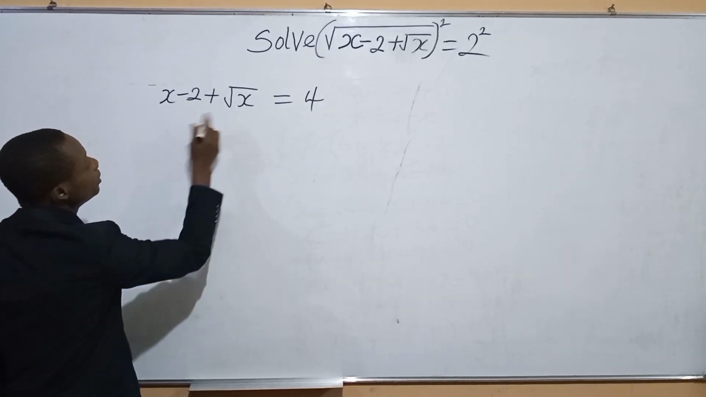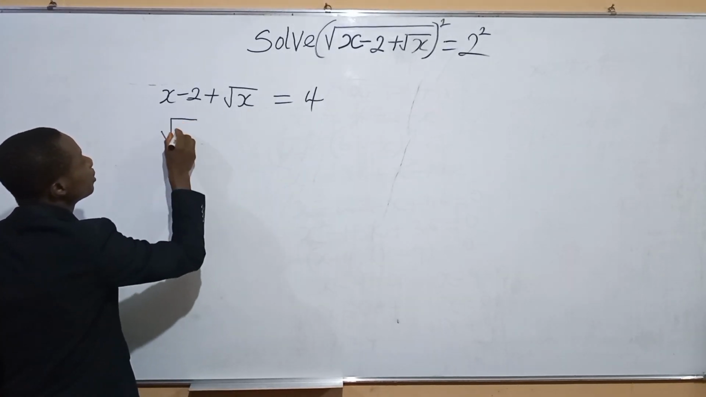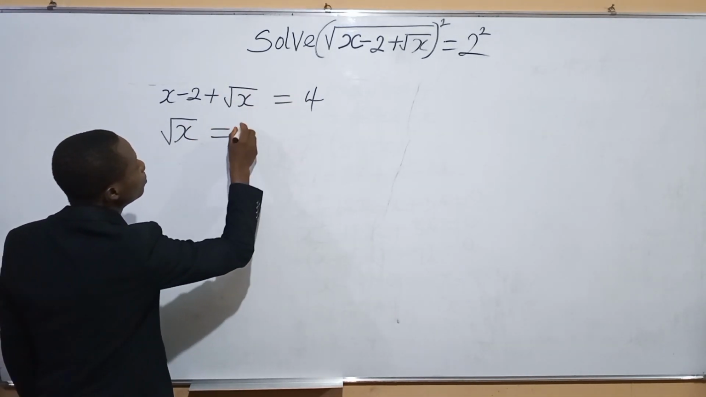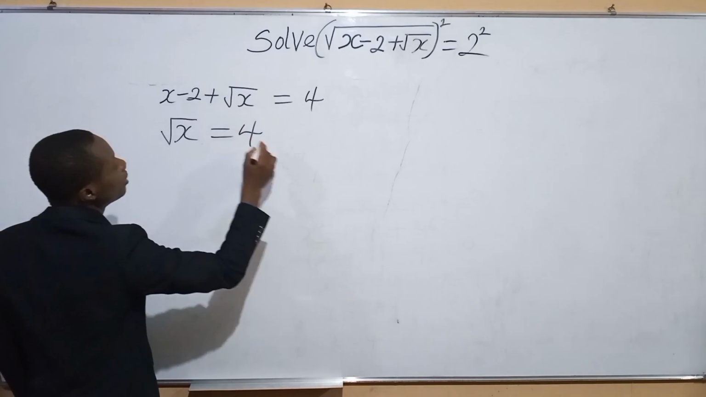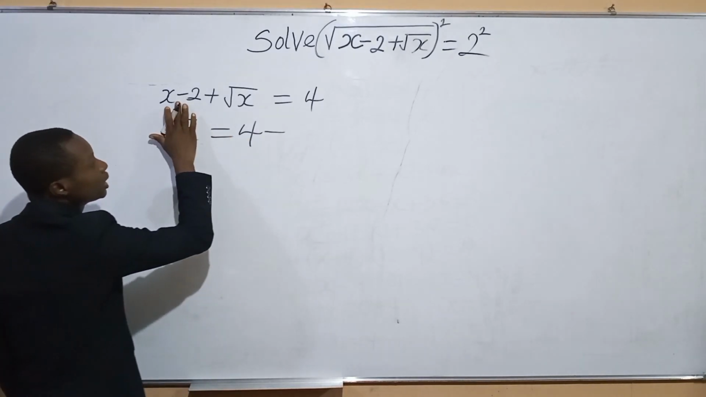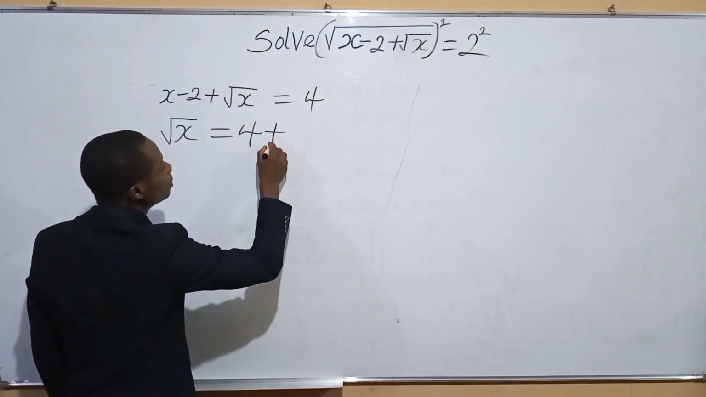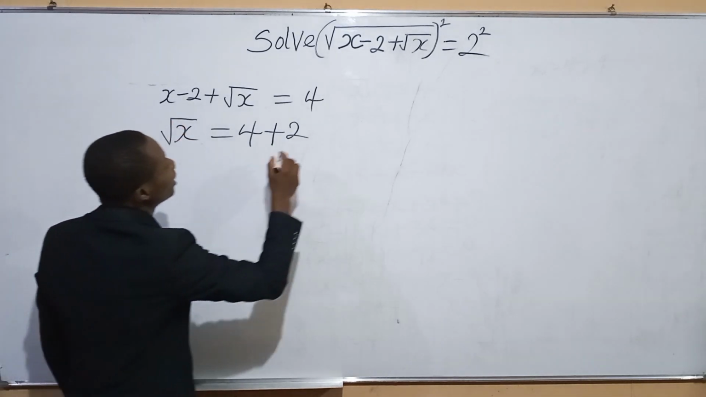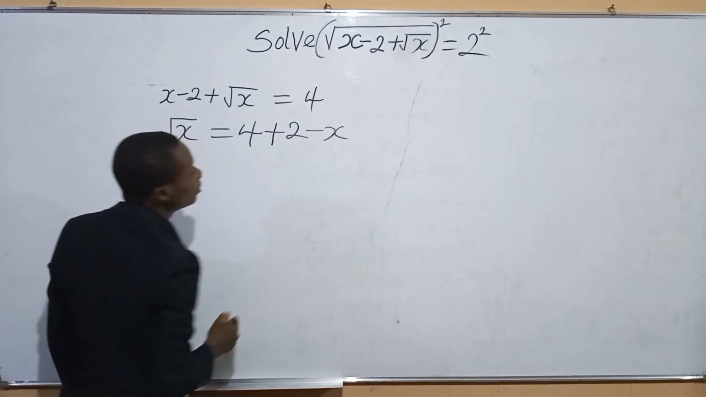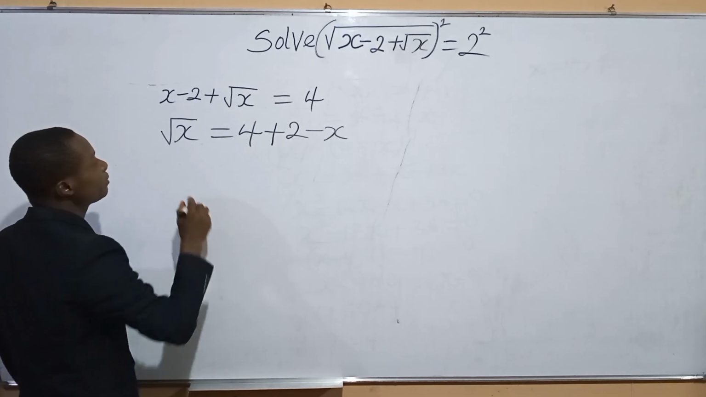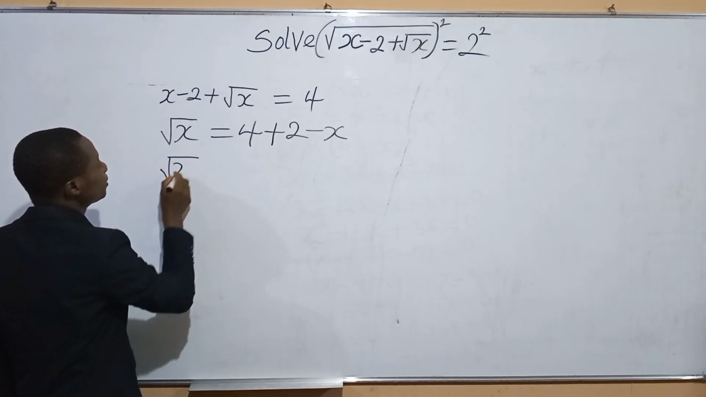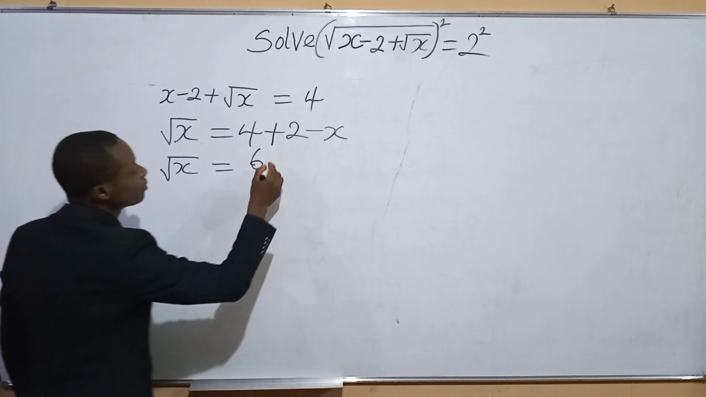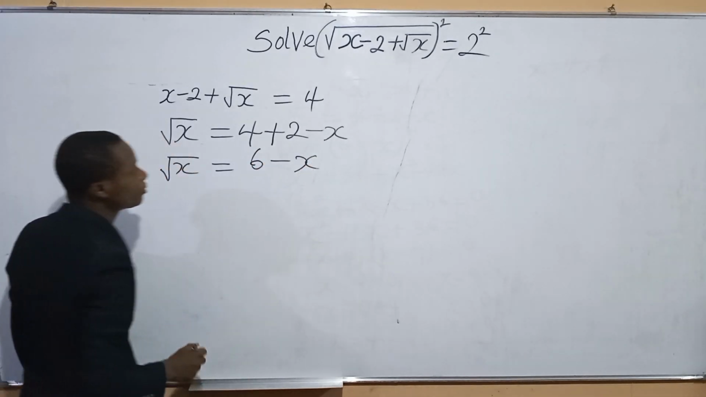Then separate the root, separate this root from the non-square roots, which means we have 4. So transfer minus 2 to this point here, it becomes plus 2. This is x, it becomes minus x right here. Then the next phase is for us to add up this. That gives 6 minus x.